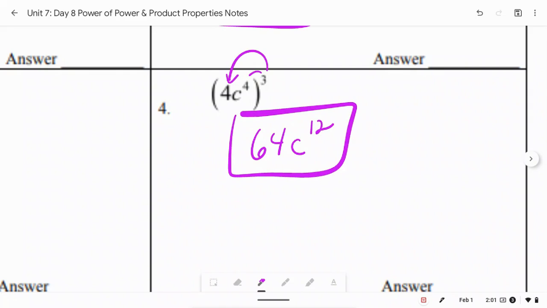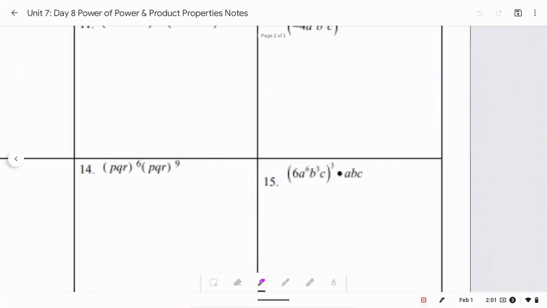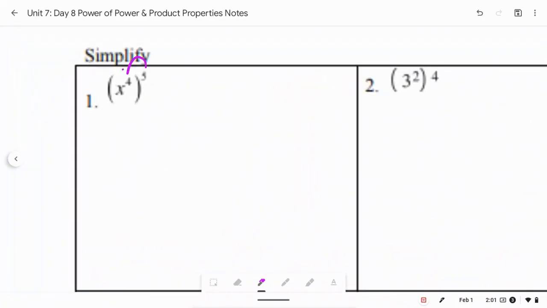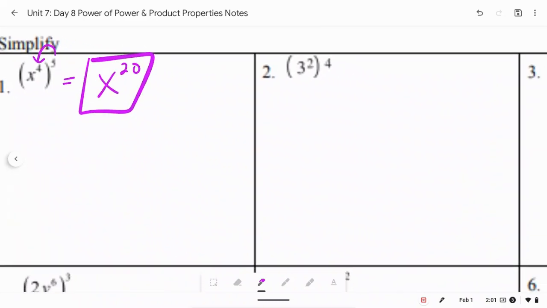Okay, let's continue with some more examples on the back page of your notes. So starting with example 1, again, you're just going to multiply exponents since I don't have any coefficients. So I would just get x to the 20th power. Now be careful with number 2, because if you notice in number 2, the 3 is where the exponent is attached. So the 3 is actually a base. So you're just going to multiply the exponent. So it'd be 3 to the 8th power. You don't do 3 to the 4th power first, because 3 is not a coefficient.